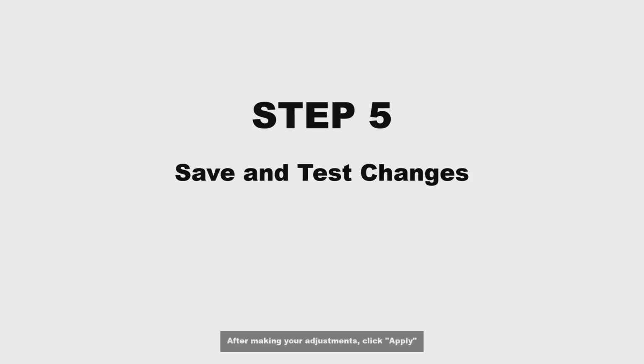Step 5. Save and test changes. After making your adjustments, click Apply to save the changes. Launch your game to test the new settings and see how they affect your gameplay. You may need to revisit the settings to make further adjustments based on your experience.